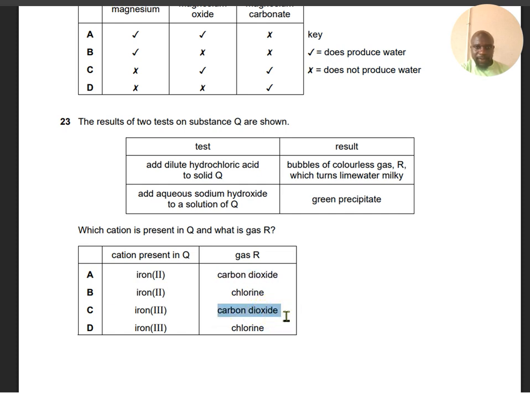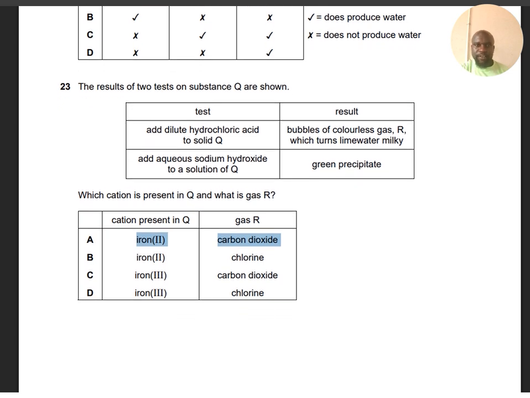So let us check the first part, which cation is present in Q. In Q, the one which produces a green precipitate on number 23 should be iron(II). So the correct answer here is iron(II) as well as carbon dioxide, which is A on number 23. Let us now move on to number 24.